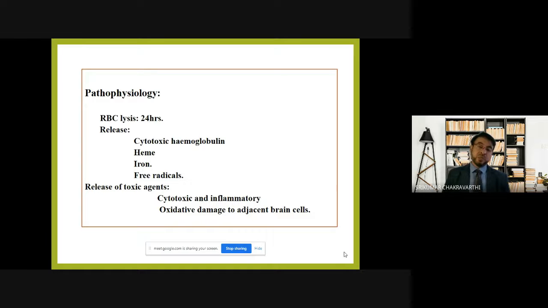So, what happens when bleeding occurs inside the brain tissue or inside the parenchyma of the brain? RBCs start undergoing lysis within the first 1 or 2 days, and they release hemoglobin. Now, hemoglobin inside the brain is considered cytotoxic because it contains heme, it contains iron, it contains free radicals. These have to be scavenged. We don't have scavengers. We don't have antioxidants in the brain except for macrophages that start coming in. So, this will release toxic agents and that will cause damage to the brain cells.